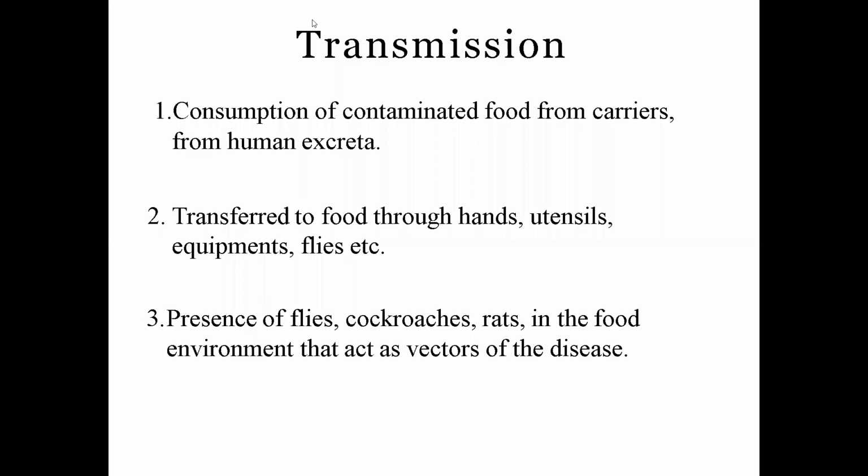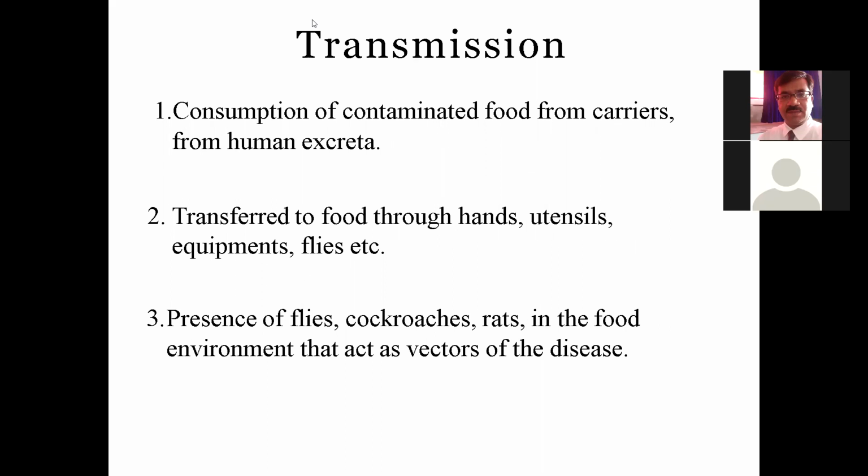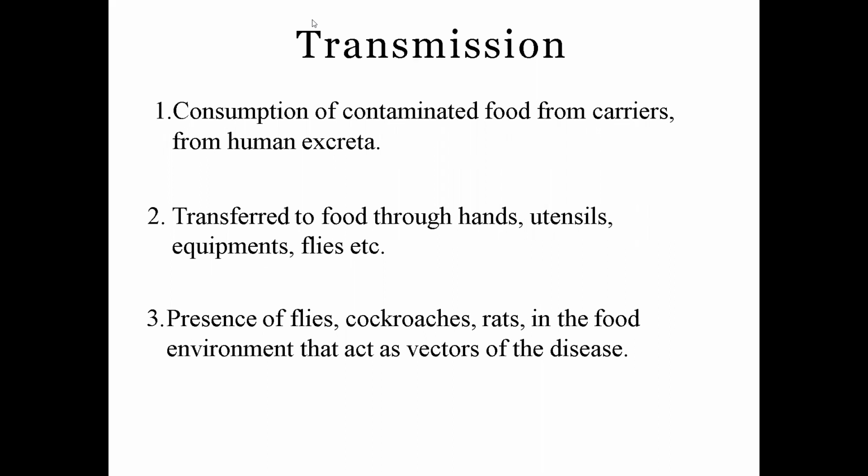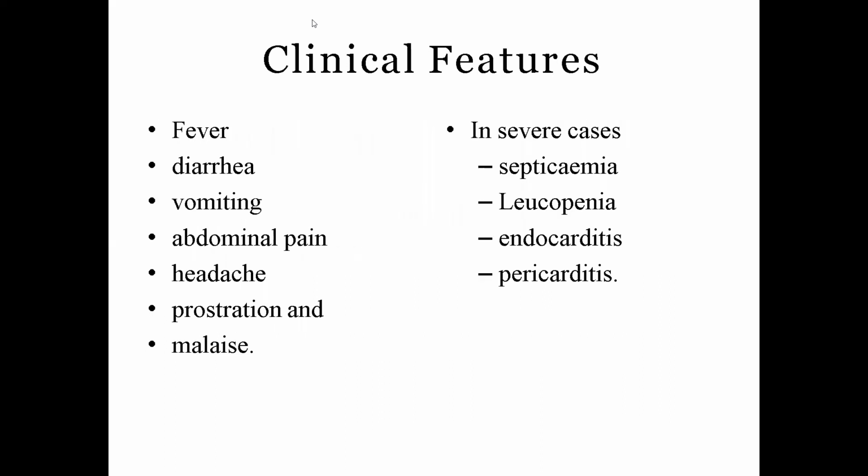Transmission is by contaminated food of any kind, and also from carriers, such as human excreta. These organisms enter the GI tract and come out in the feces. If the same feces contaminates food and that food is consumed by another person, the organisms gain entry into that person's body. That's how transmission occurs. It also happens through hands, utensils, equipment, and flies. Flies sit on infected feces, then sit on the food, and if it is consumed, the infection can spread. Flies, cockroaches, and rats also act as vectors for transmission of this infection.